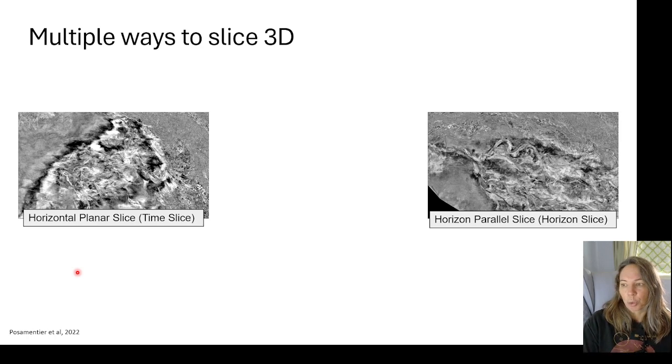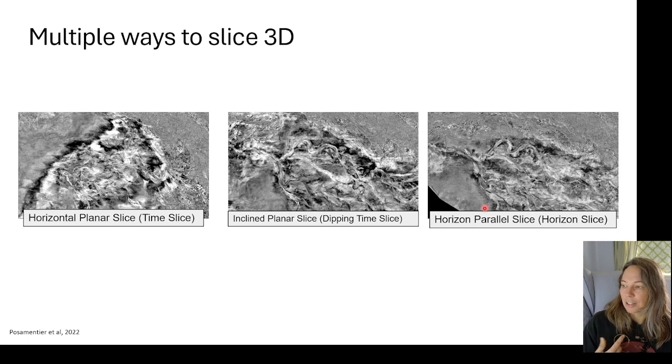You can have your horizontal planar slice, so a time slice. You can also have a horizon slice. And you'll notice between these two that they actually look fairly different to each other. In the horizon slice, there's probably a slight dip to the system. And so when we map the horizon, we could actually see the channel over on this left side a little bit more clearly, and how it looks like it splays out on a basin floor.